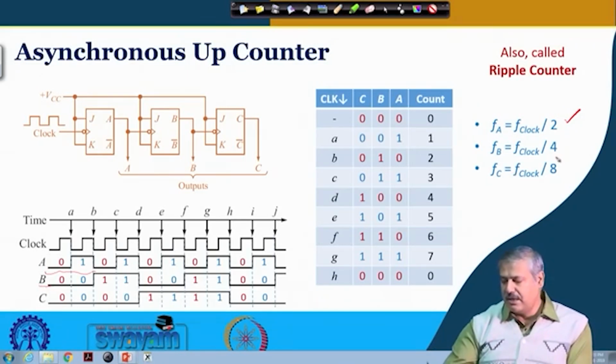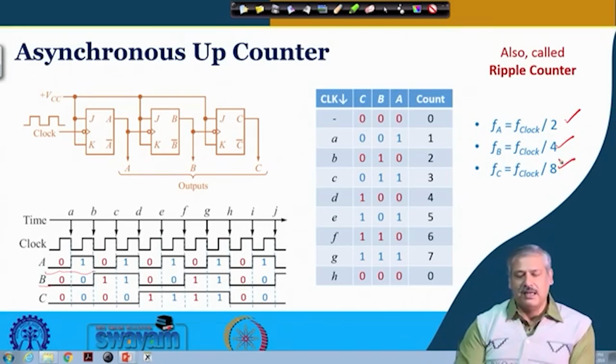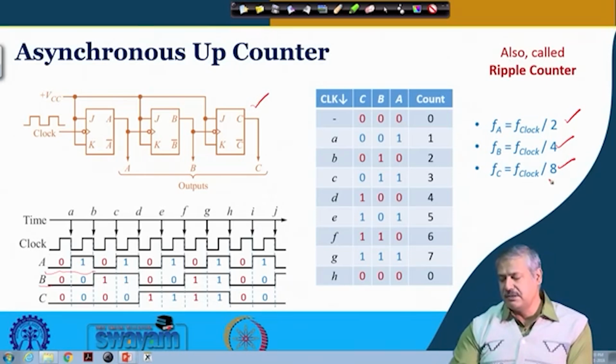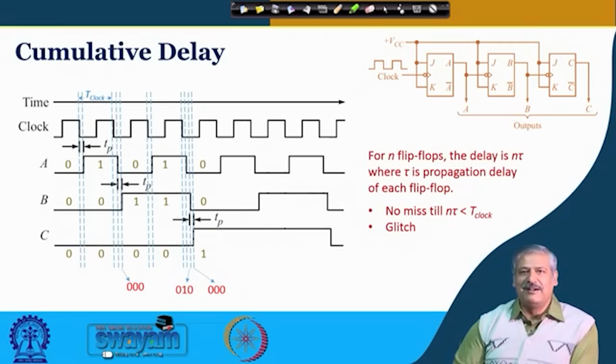Frequency of B is 1/4 and frequency of C, the last flip flop over here, is divided by 8. So you can see that it is divided by 8, a modulo 8 counter because 8 states are there. So from the last output you can get a divide by 8 count. So far so good, we have got a modulo 8 up counter by a very simple mechanism. The output of one is fed as clock to the next flip flop and each flip flop is toggling.